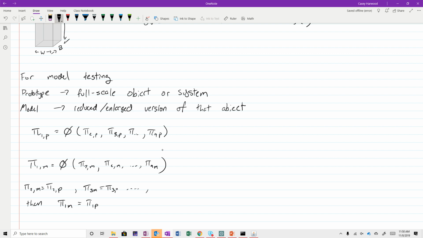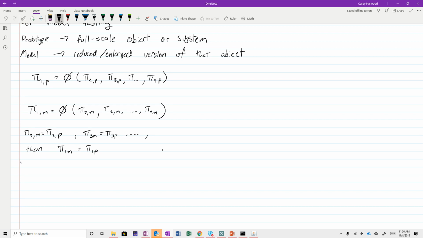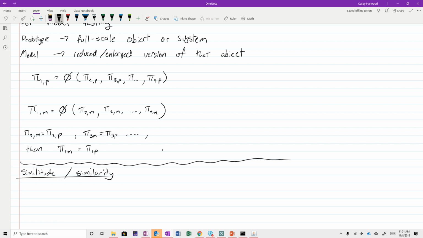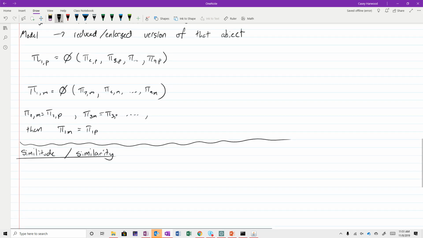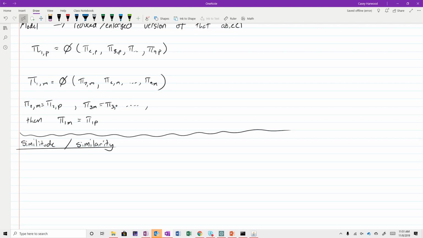So this matching of pi terms between different scales is what we call similarity or similitude. And so we're going to take a brief digression into the three types of similarity that exist, or that must be maintained for model scaling to work. So similitude basically means that, I'm trying to think here the best way to explain it.